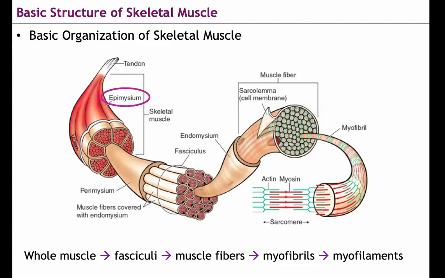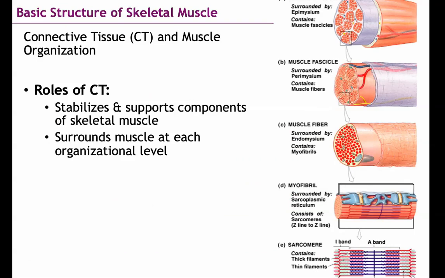What we're going to start with first is learning about connective tissue. The epimysium is the first layer of connective tissue, followed by the perimysium, which surrounds the fascicles, and then the endomysium, which surrounds the muscle fiber. We're going to get into the details of each of those layers, and remember, that's one of the questions on your assignment.